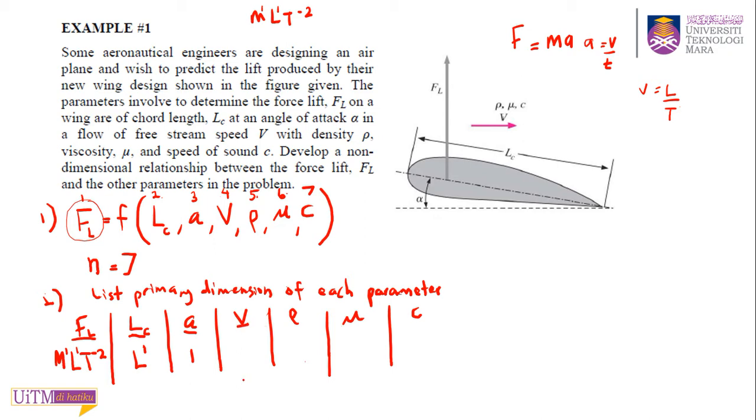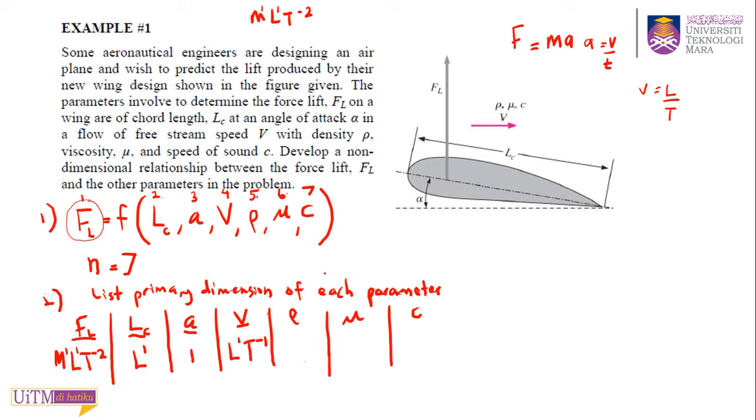How about V, the velocity, the speed? L over T. T negative 1. So L1 T negative 1. So don't forget, make it L1 even though there's no minus, just it's 1 lah, L1 kan.